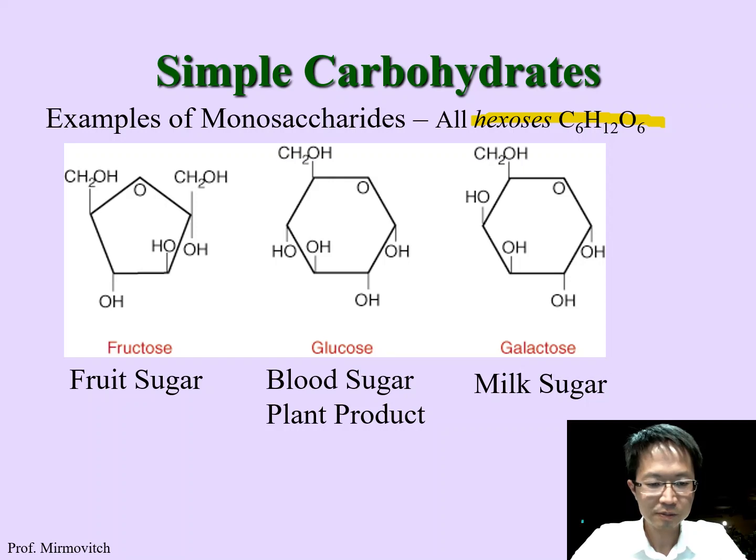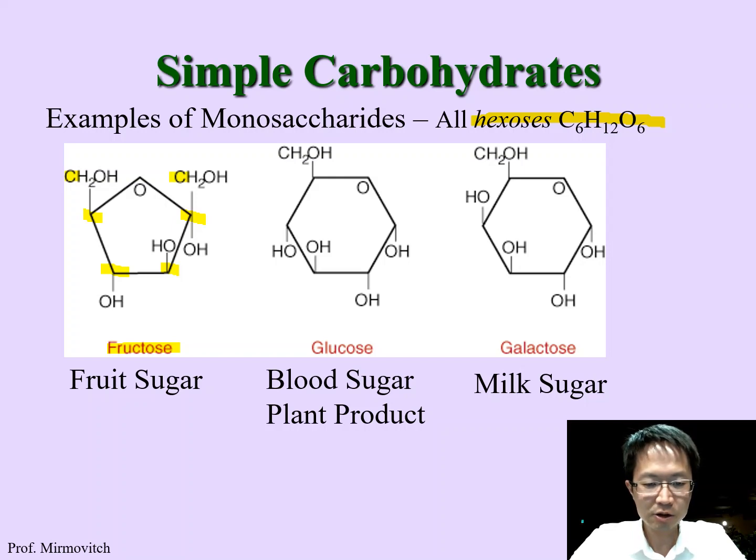Fructose. It is a 6-carbon molecule, but you say it looks like a pentagon. It is 6 carbon. Let's count the carbon: 1, 2, 3, 4, 5, and 6. It is a 6-carbon sugar. It has the same formula, C6H12O6, but it's just arranged differently. And it looks like a pentagon, but we still call it hexose, because the word hexose means 6-carbon sugar.